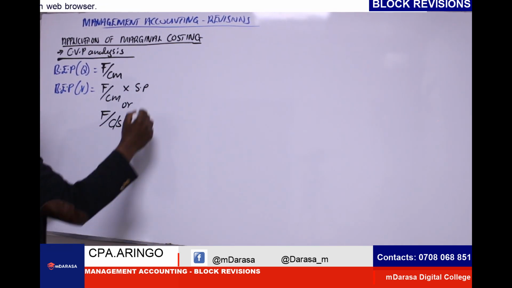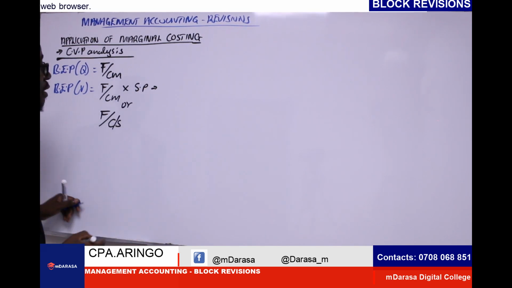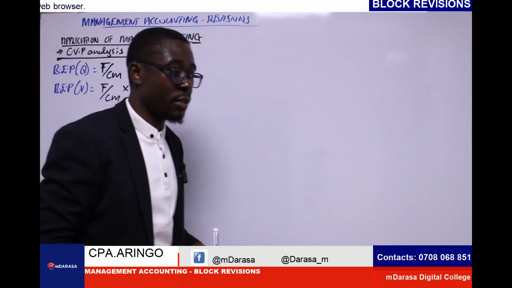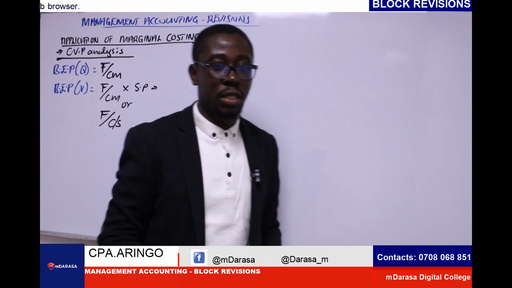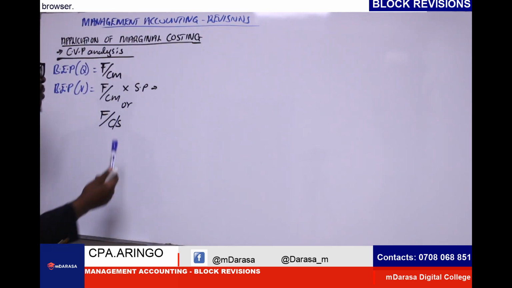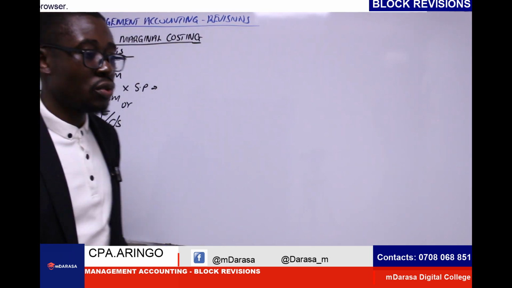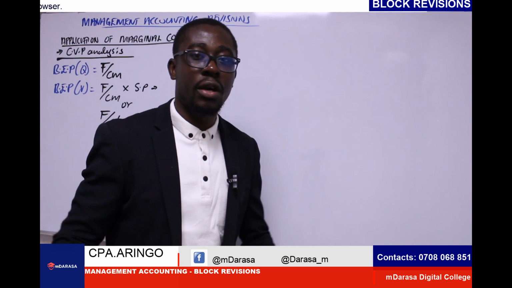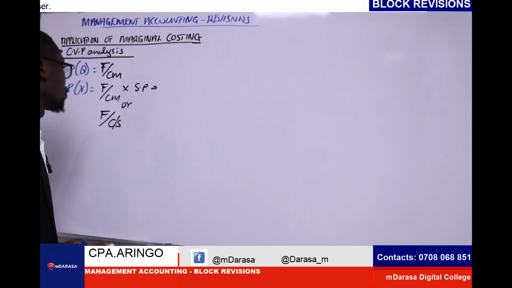The best time to use the first case is where you're given selling price per unit and variable cost per unit. The second scenario will be applicable where you're given the total sales and total variable cost. That is important to note.